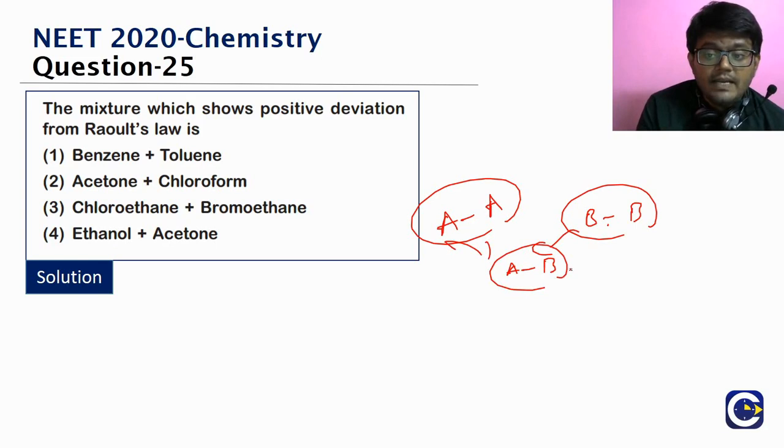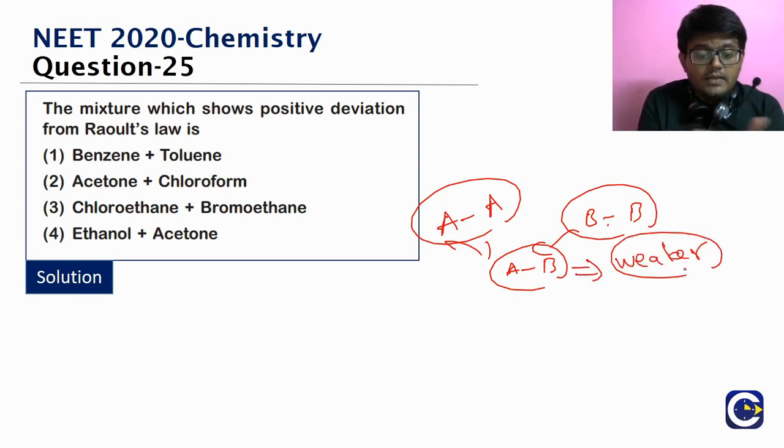Okay. When the A and B interactions are weaker, then what happens? These molecules will now be more free to evaporate. So which means what? The vapor pressure will be more than the expected value, and that is what we call the positive deviation. So the vapor pressure will be more than the expected vapor pressure as per Raoult's law.